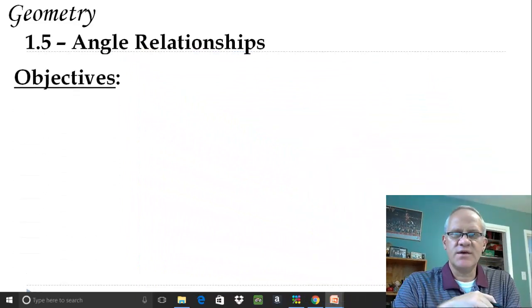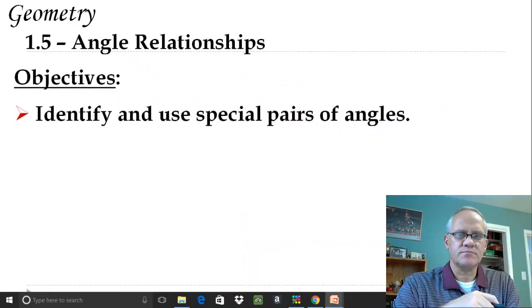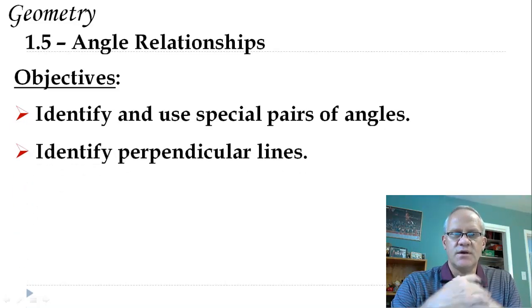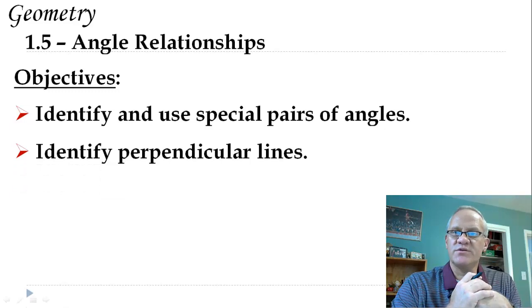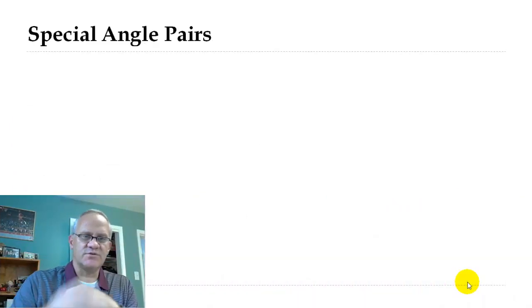Today we're in section 1.5, and we're going to talk about angle relationships. Okay, so let's see what we're going to try to take care of today. Our objectives: we're going to identify and use special pairs of angles, and we're going to identify perpendicular lines. Okay, so that's what we're going to do today.